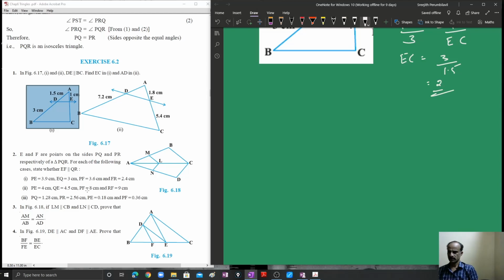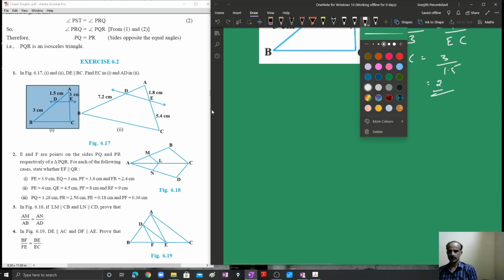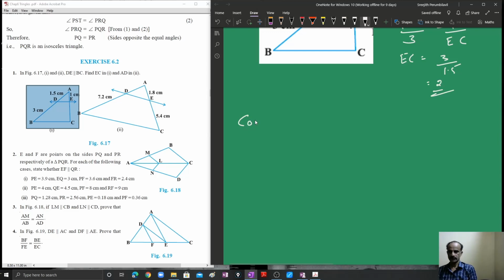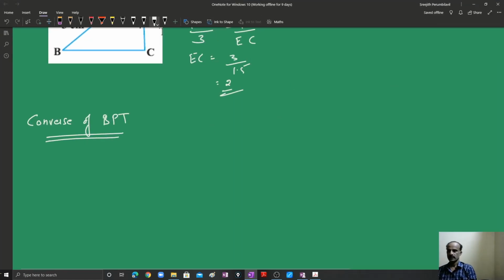I mean, we will come back after one more. That is, coming back to the converse of BPT. We will go for the converse of BPT, the converse of the basic proportionality theorem. The concept is very simple. It is the reverse. What is the reverse? The reverse is quite simple.